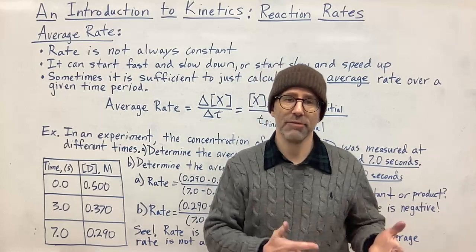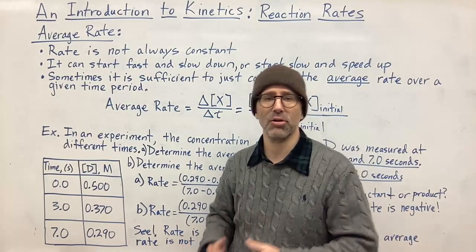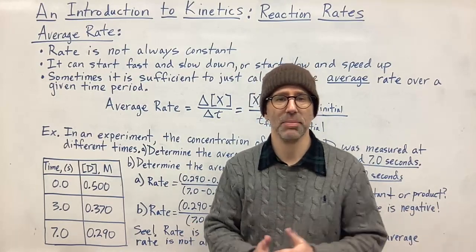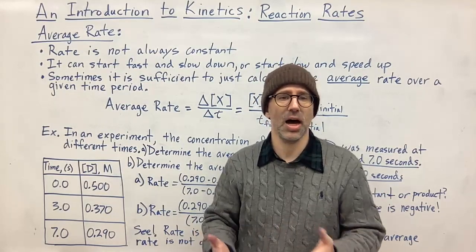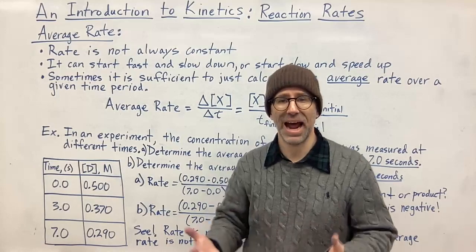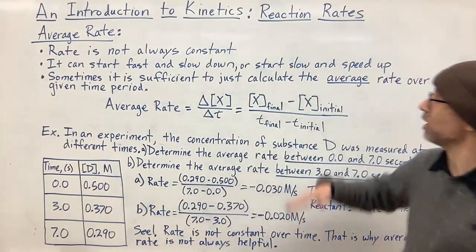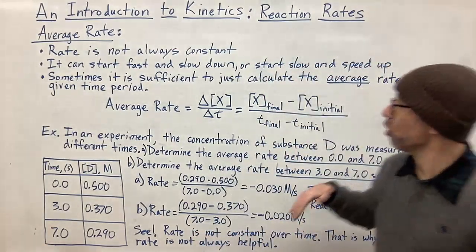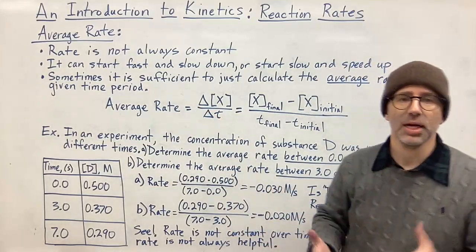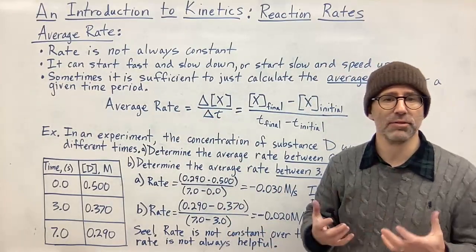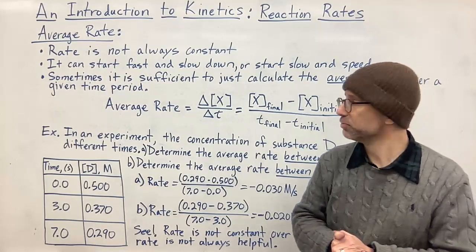You can start off fast and then slow down, or you start slow and you speed up, but it's not going to be constant. Sometimes it is sufficient to just get an average rate. So you calculate the average rate over a certain time period, and that's sometimes good enough for whatever purposes you want to use it for.